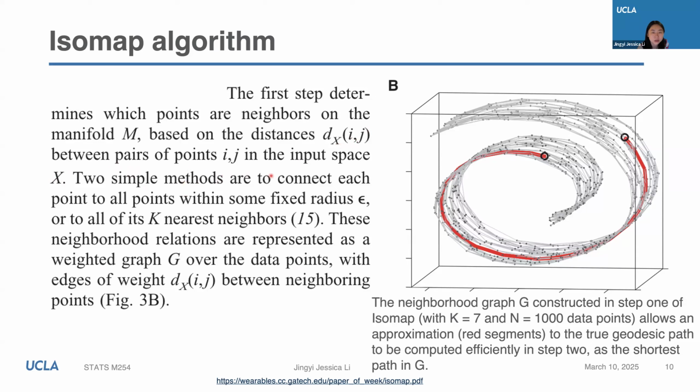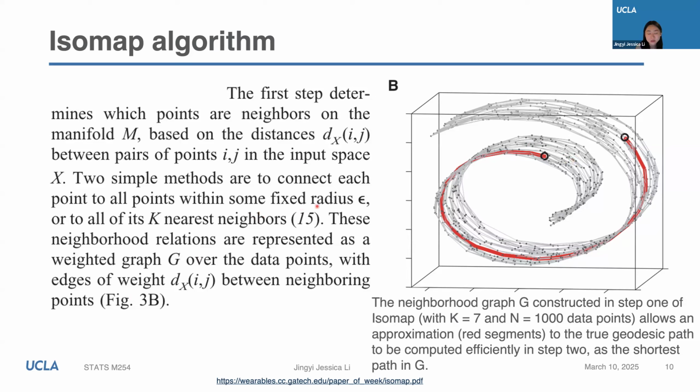Two simple methods are to connect each point to all points within some fixed radius epsilon, which is called the epsilon ball approach, or to all of its k nearest neighbors. That's called the KNN approach. These neighborhood relations are represented as a weighted graph G over the data points, with edges of weight dxij between neighboring points. So essentially, you see, here we have the data points, and each point is connected to its local neighbors.